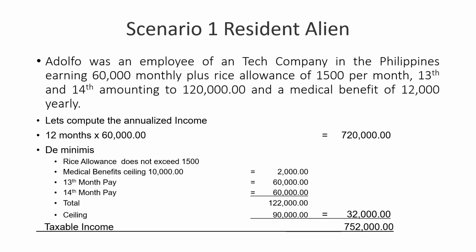So, let's compute. We have 720 rice allowance, 1.5. Hindi siya nag-exceed kasi dapat 2,000. Medical benefit, nag-exceed siya ng 2,000 kasi 10,000 lang yung ceiling pero 12,000 yung binigay. Tapos, binigyan din siya ng 13 and 14 month. So, we have 60 plus 6 is that's 120. Sabi natin, may ceiling si de minimis na 90,000. So, subject pa to additional was 32,000. So, overall, meron siyang 752,000 taxable income.